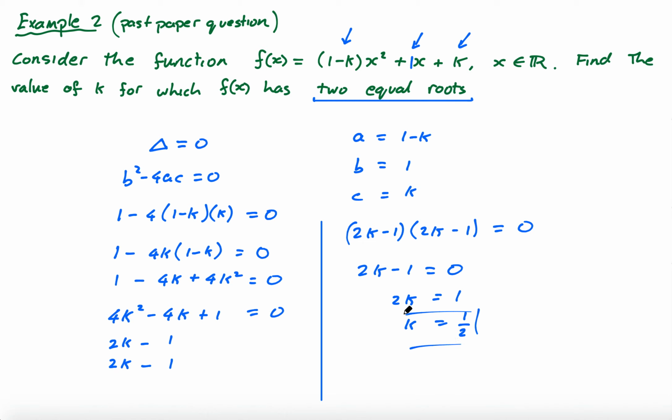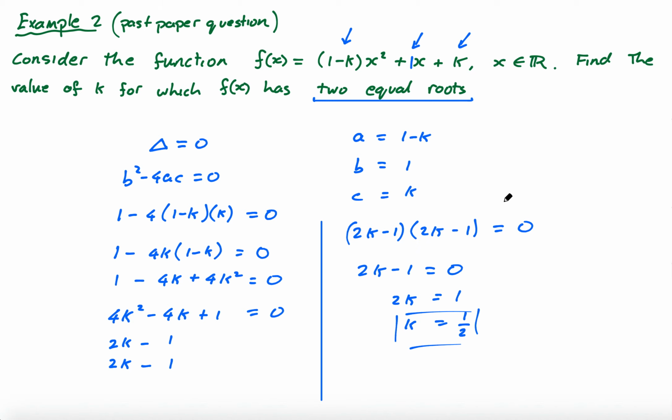Put a box around it to be clear. This is the only solution that would work, that would give me 2 equal roots. And that's why it said find the value, not the values. So k has to equal a half. Okay, so I went through that pretty quickly. Obviously, just watch it again and slow it down if you need to.